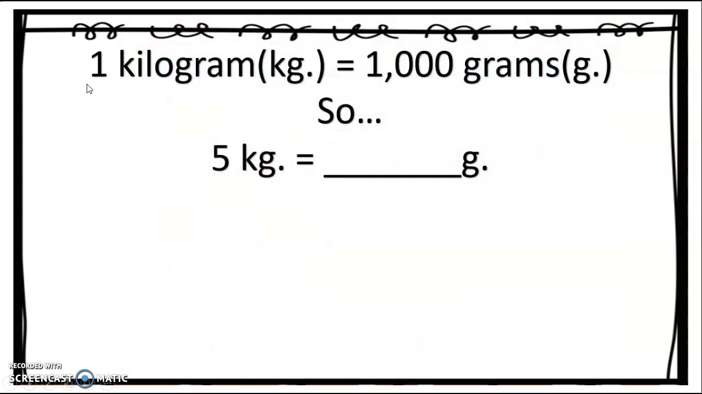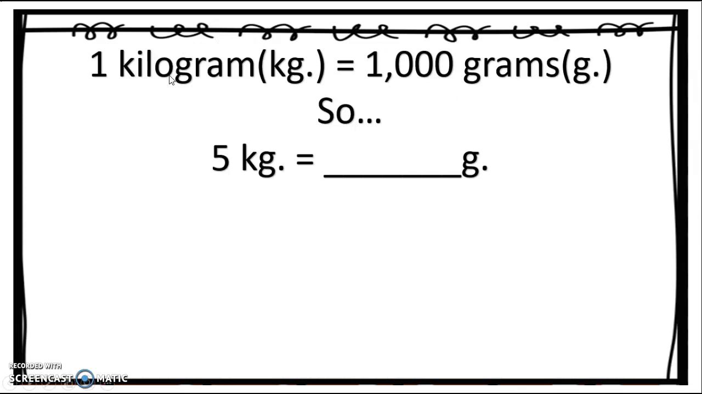So, 1 kilogram is equal to 1,000 grams. So 5 kilograms would be equal to blank. Think about how these measures go together. I know that kilograms are bigger than grams, so it takes a lot of them to make 1 kilogram. To get from kilograms, a larger unit of measurement, to a smaller unit of measurement, I will have to multiply.